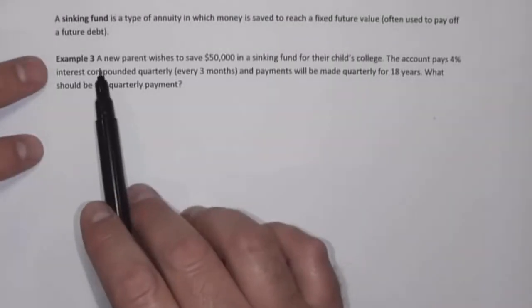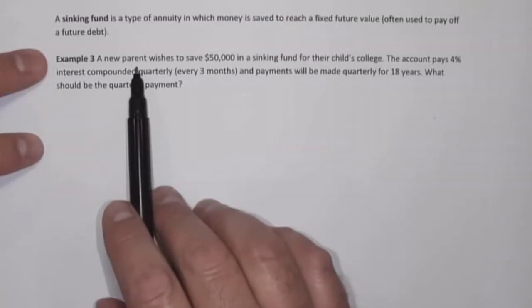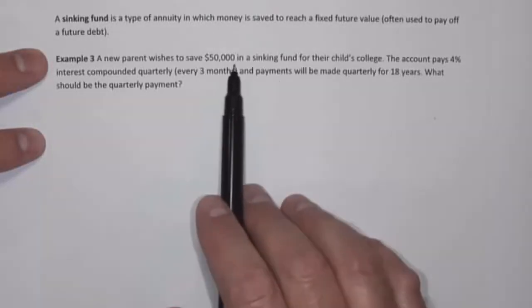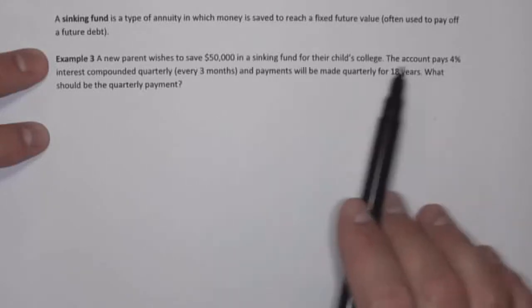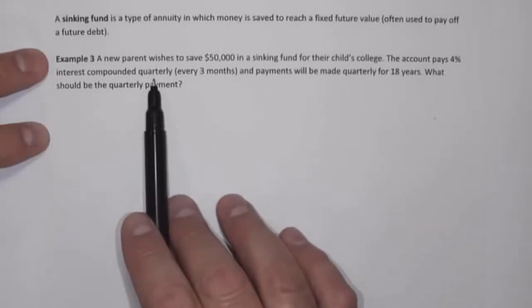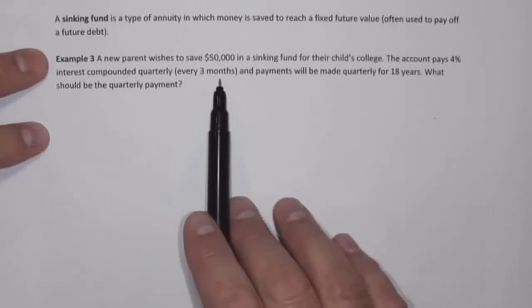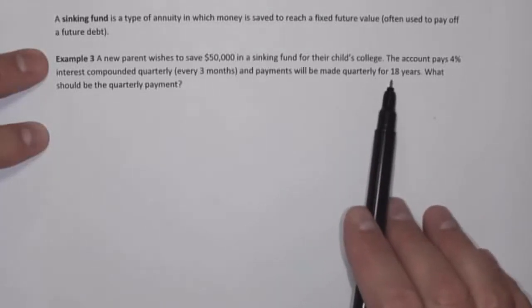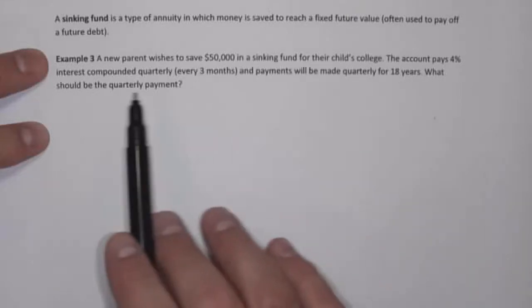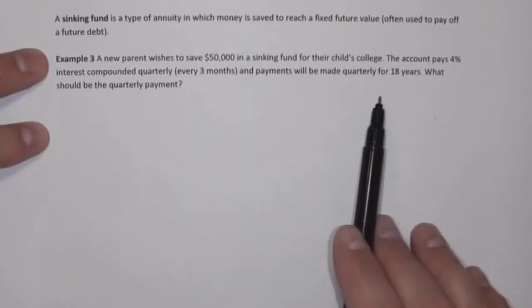In example 3, we have a new parent who wishes to save $50,000 in a sinking fund for their child's college. The account pays 4% interest compounded quarterly, and compounded quarterly means every 3 months, and payments will be made quarterly, every 3 months, for 18 years. What should be the quarterly payments?